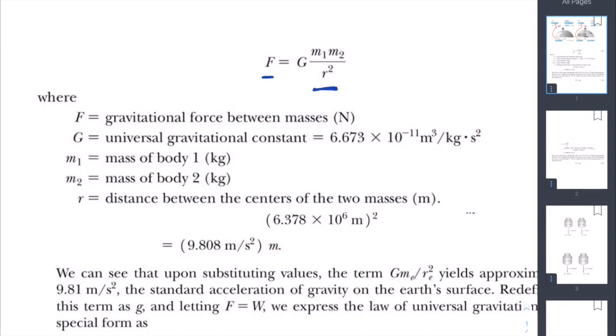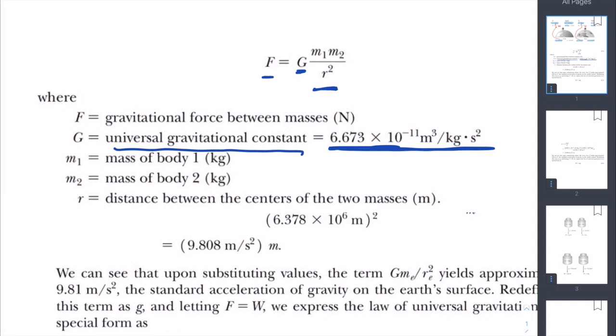You may have seen that in physics. If not, here's your first preview of this. It's some constant G, the universal gravitational constant, and that's shown here expressed in base dimensions. And then you have mass 1 times mass 2 divided by the separation of the masses.